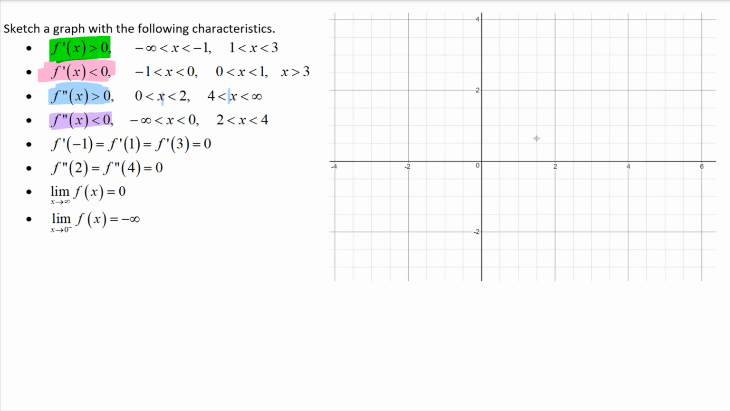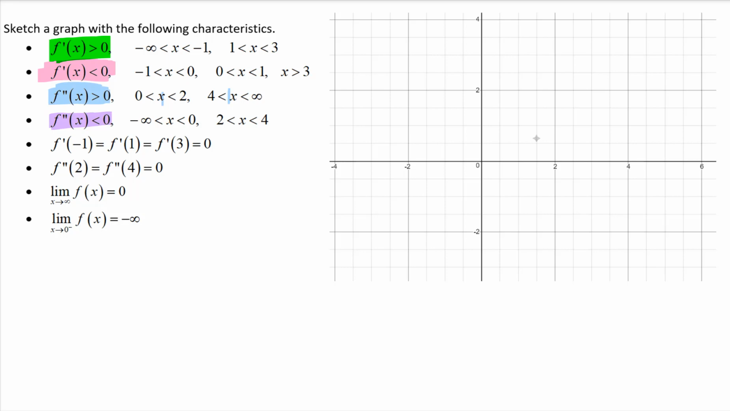Now we have the limit as x tends towards positive infinity of f of x is equal to 0. What does that mean? Do you remember back to our limit section, 2.6, limits as x tends towards infinity? What does it mean for it to actually go to a value? If you remember back, that means there's a horizontal asymptote. So it looks like we have a horizontal asymptote of y equals 0.